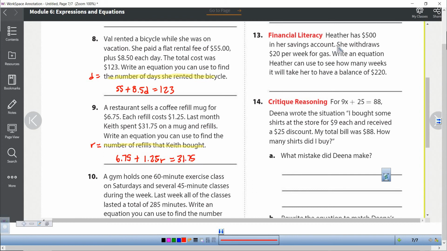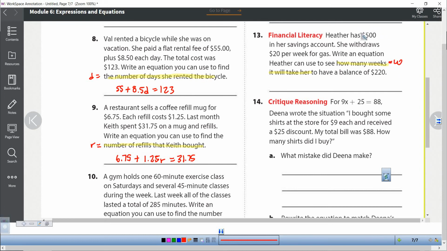Number 5. All right, over here, because it fits on the screen, Heather has $500 in her savings account. She withdraws $20 per week. Withdrawal means to take money out. Write an equation Heather can use to see how many weeks it will take her to have a balance of $200. So how many weeks it will take her, that's our variable, right? So I'm going to let that equal W.